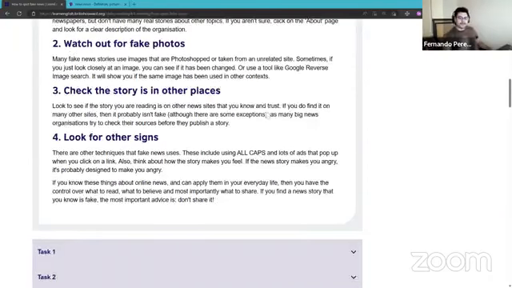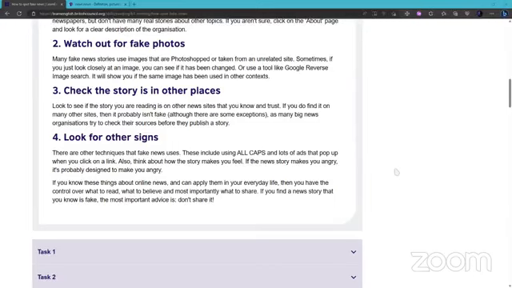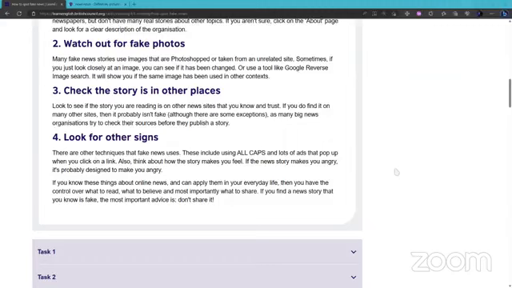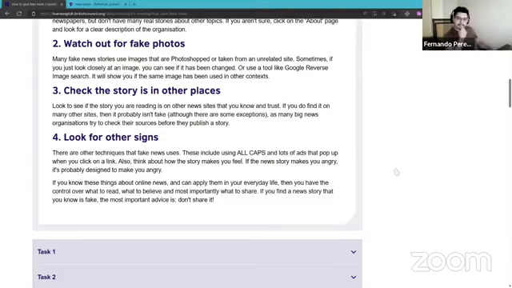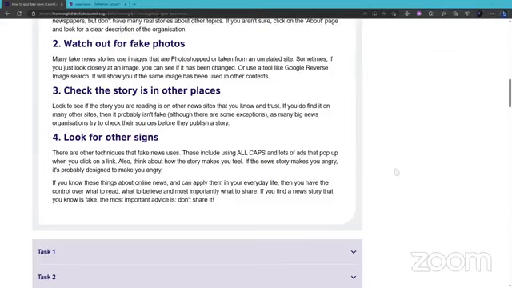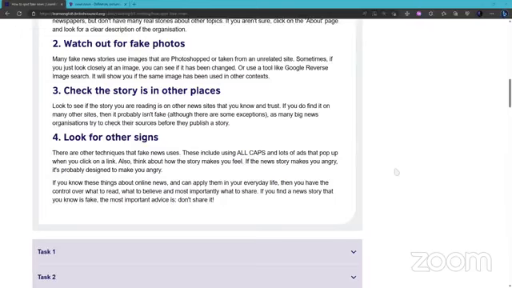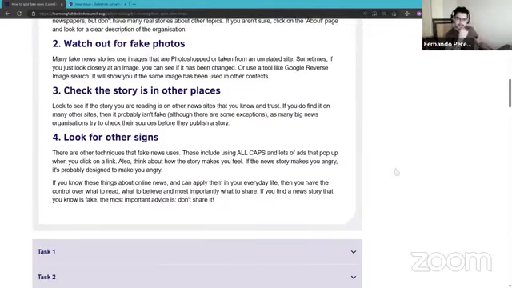Excellent. The last one, Brian, number 4. Look for other signs. There are other techniques that fake news uses. These include using all caps and lots of ads that pop up when you click on a link. Also, think about how the story makes you feel. If the news story makes you angry, it's probably designed to make you angry. Continue. If you know these things about online news and can apply them in your everyday life, then you have the control over what to read, what to believe, and most importantly, what to share. If you find a news story that you know is fake, the most important advice is don't share it.